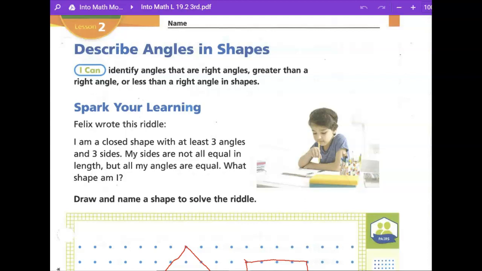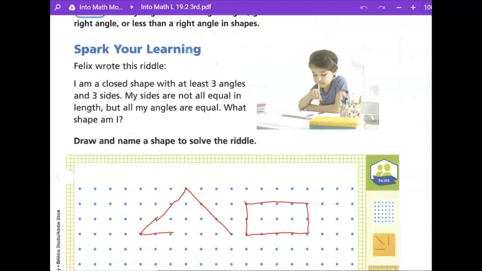I am a closed shape with at least 3 angles and 3 sides. My sides are not all equal in length, but all my angles are equal. What shape am I? 3 sides, what is that? Tessa, sit up. Okay, a triangle. Okay.